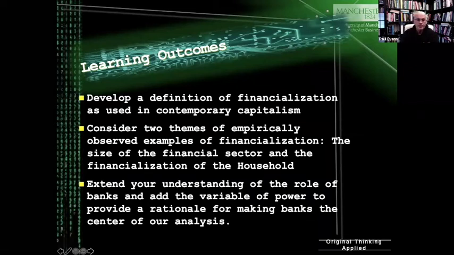So this was to extend your understanding of the role of the banks and to add the variable of power. Back in the globalization lecture, we talked about transformationist perspectives, which relates to power. Who holds the power in our globalized economy? Here I'm explicitly suggesting that banks have a disproportionate amount of power because they provide us with the source for economic growth. They are the agents of economic growth through the provision of credit.